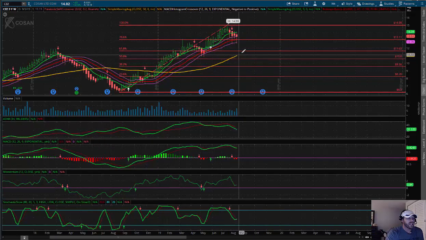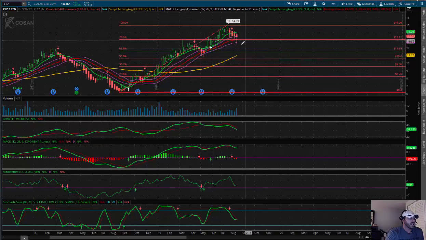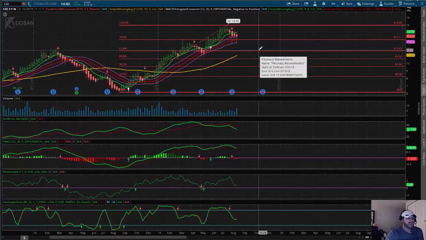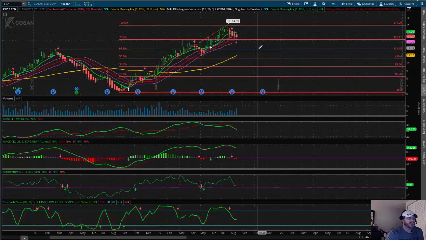So I'd imagine you would see something in this 61% range between 11, 12. Obviously, it's already tested 1250. So yeah, maybe down to like this 1163. It might test that line again. Just depends on how it reacts when it gets down to this 50.